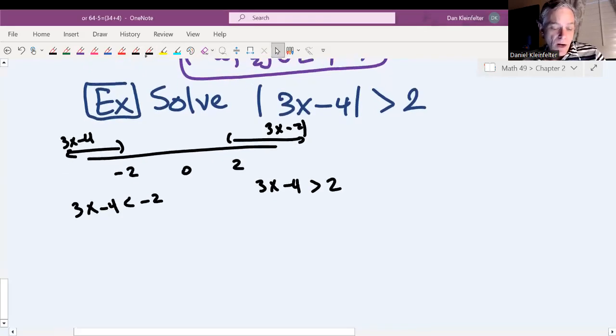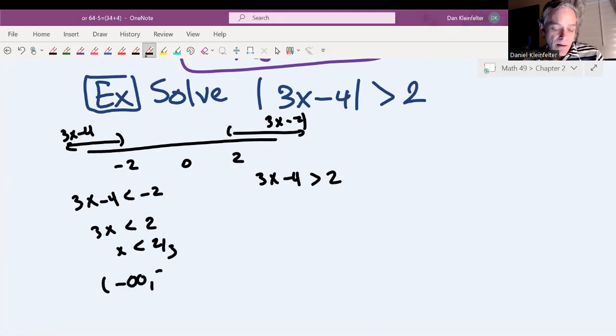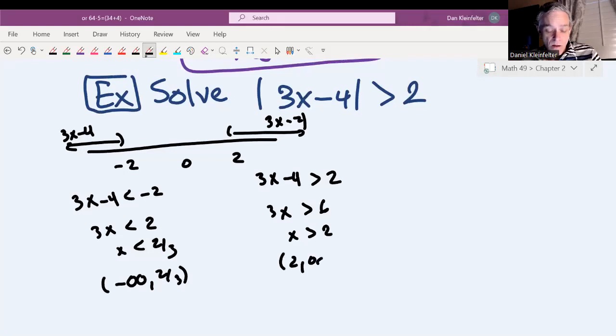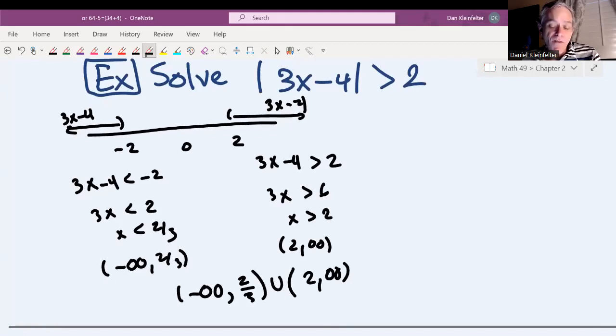Okay. All right, so 3x minus 4 is less than -2. We'll add 4. So 3x is less than 2, so that x is less than 2/3. Okay, that will give us half of our inequality. Skipping over to the other side, we'll have 3x is greater than 6, or x is greater than 2. Okay, putting together our two intervals using the union sign, we'll have negative infinity, comma 2/3, union 2 to infinity.